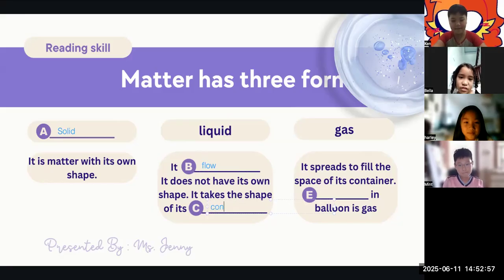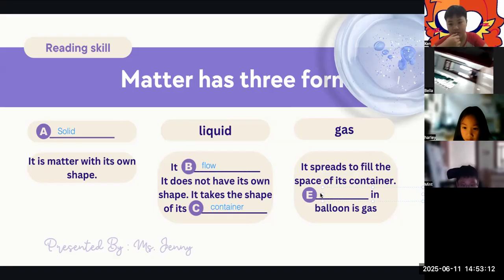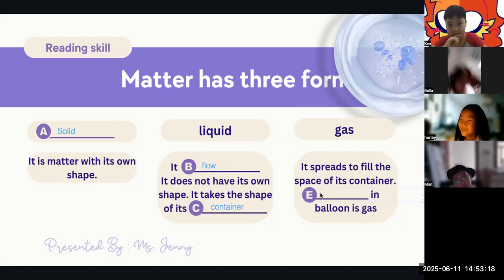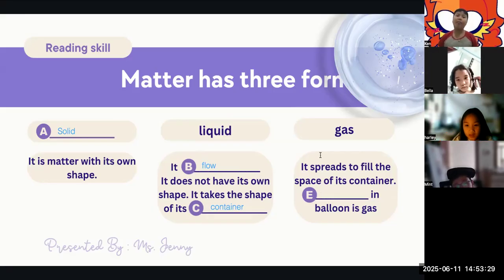Okay, container. The last one is for Lisa or me. Last one. Wait a second. Last one. Who answers it? Harley, do you know it? Air. Yes, air.